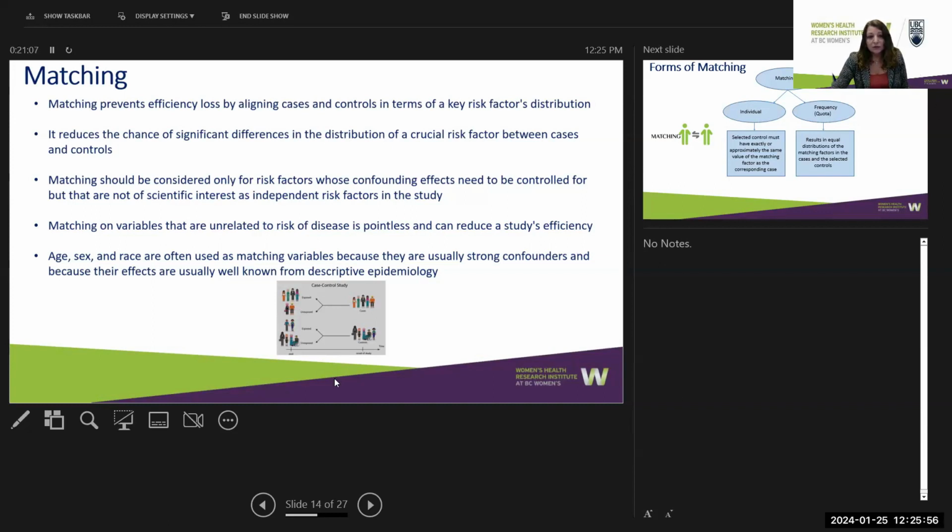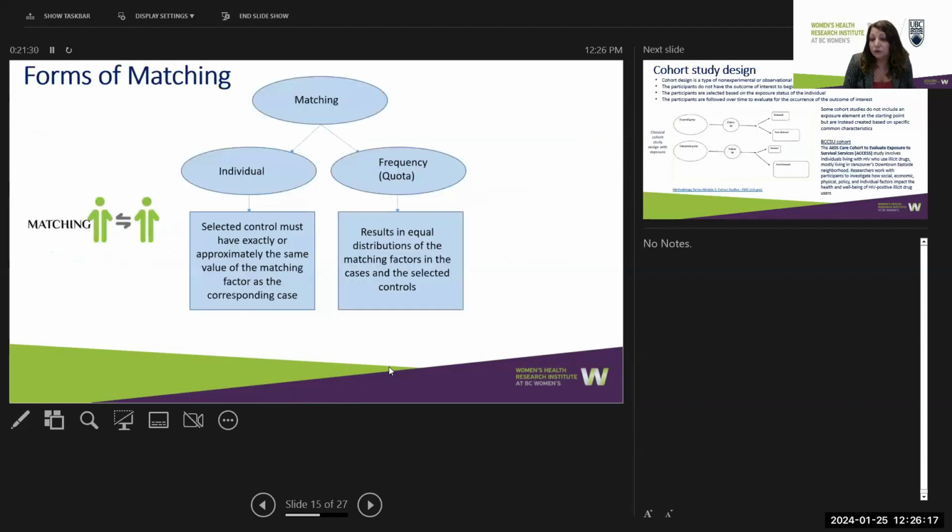Here is a small diagram of how you match. You have people who are exposed and unexposed, and you are matching them. Cases are people with the outcome and controls are people without the outcome, and you are trying to compare them. Forms of matching.